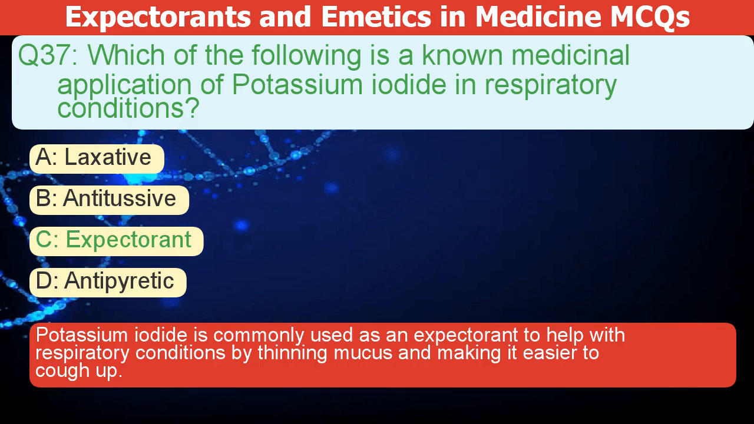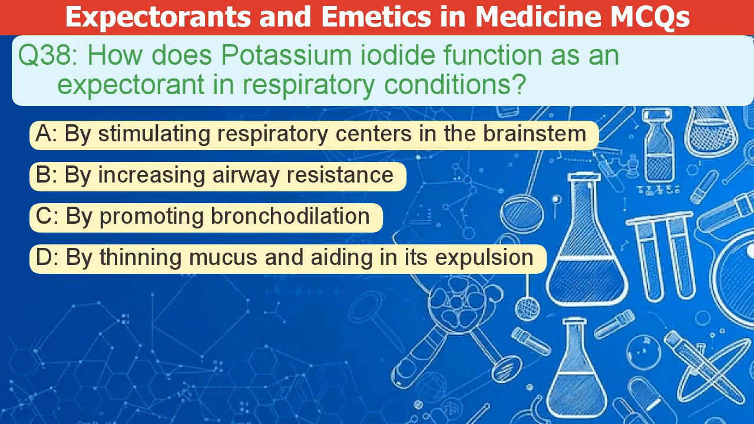The correct answer is C. Potassium iodide is commonly used as an expectorant to help with respiratory conditions by thinning mucus and making it easier to cough up. How does potassium iodide work as an expectorant for respiratory problems?